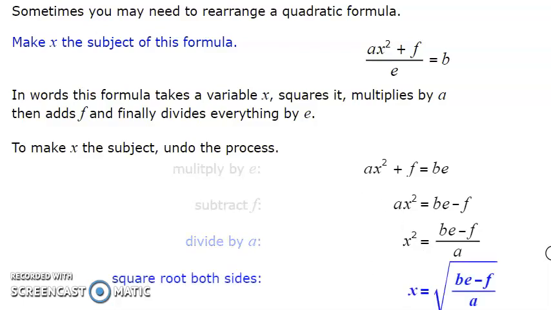And further, in the next step, take the square root, because you have to find x only. So take the square root of the right hand side, and that will give you the answer. And x will become the subject.